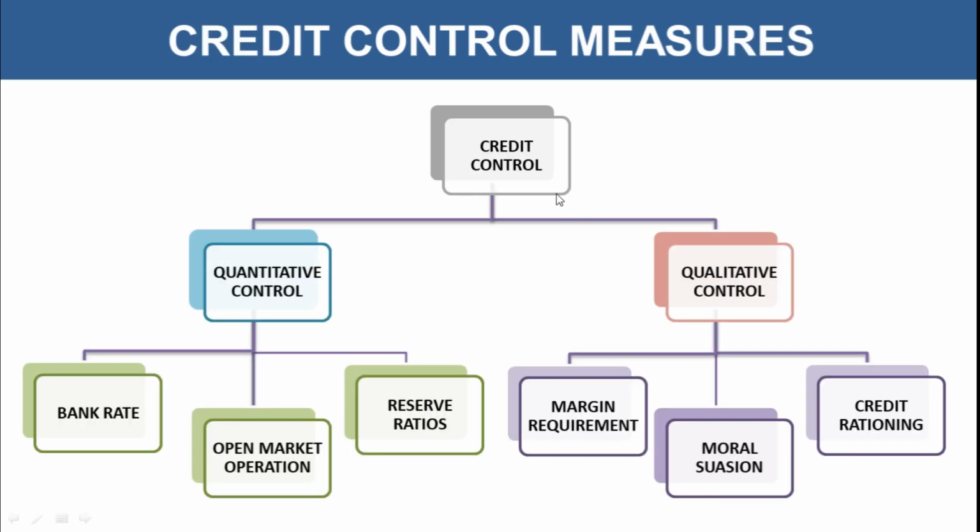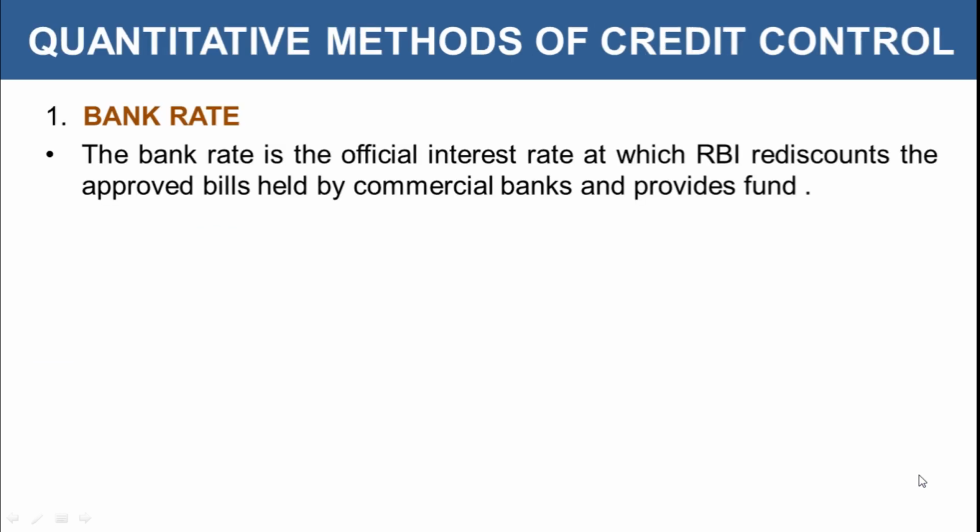Now let's see what the credit control measures are. So we can divide credit control into quantitative control and qualitative control. In quantitative control, there is control over the bank rate, open market operations, and control over the reserve ratios. In qualitative control, we will see margin requirement, moral suasion, and credit rationing. Now let's move to quantitative methods of credit control.